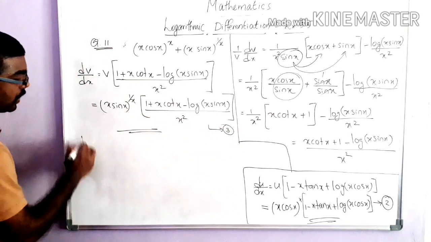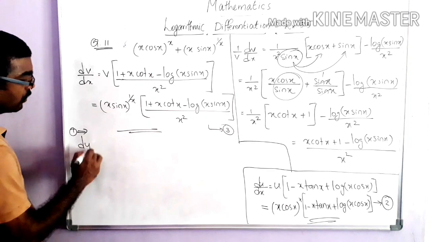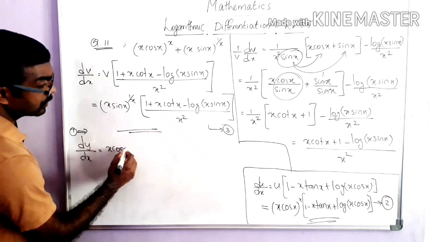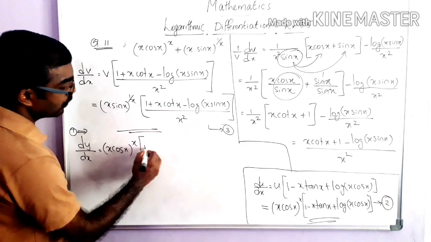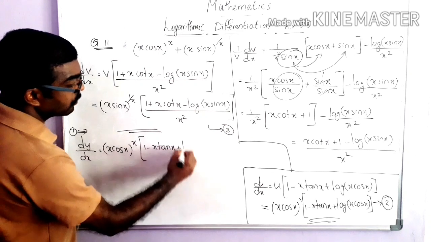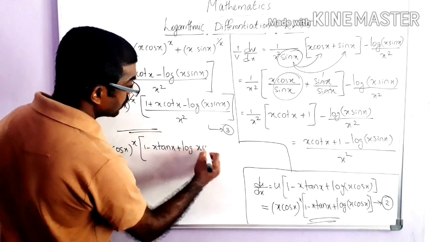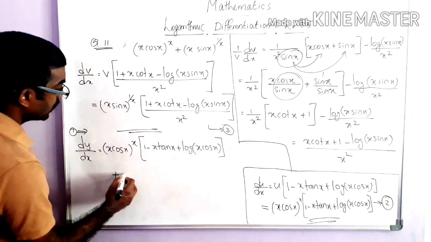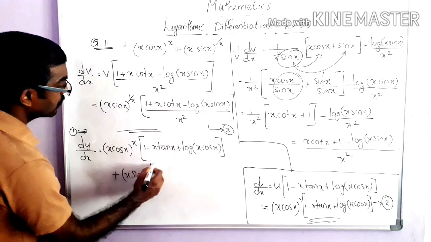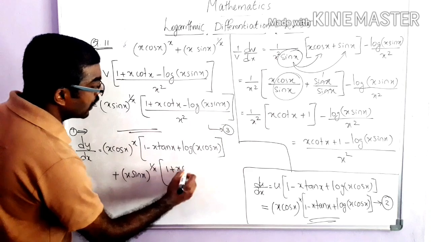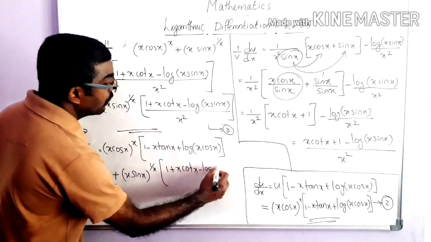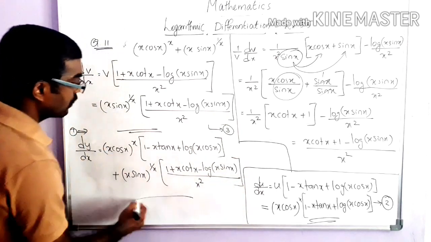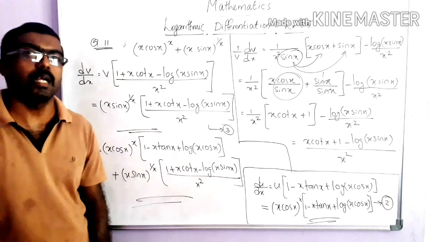Now we can find dy by dx. So equation 1 implies dy by dx is equal to du by dx, that is (x cos x)^x into 1 minus x tan x, then plus log of x cos x, plus dv by dx, that is (x sin x)^(1/x) into 1 plus x cot x minus log of x sin x whole divided by what? X square. Okay, clear?